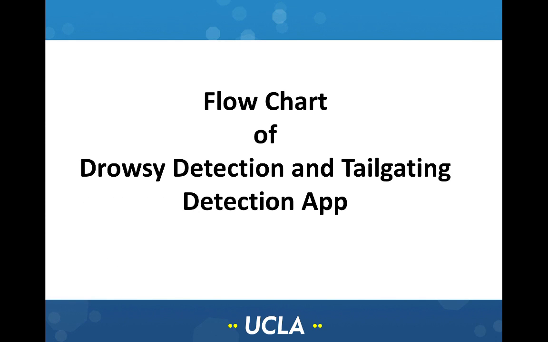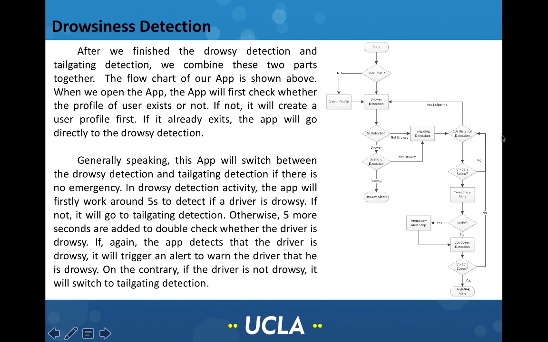And then Jiahui Li will introduce the flowchart of the jersey detection and the tailgating detection app. Okay, now I will talk about the flowchart of jersey detection and the tailgating detection app. First, I will introduce this part on the PowerPoint, and then I will show you this part in a demo on our app. After we finish the jersey detection and the tailgating detection, we combine these 2 parts together. The flowchart of our app is shown above.